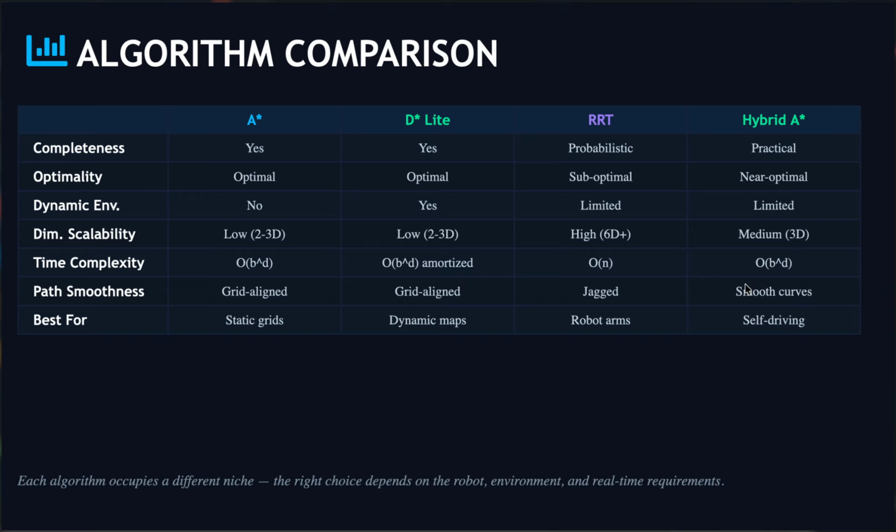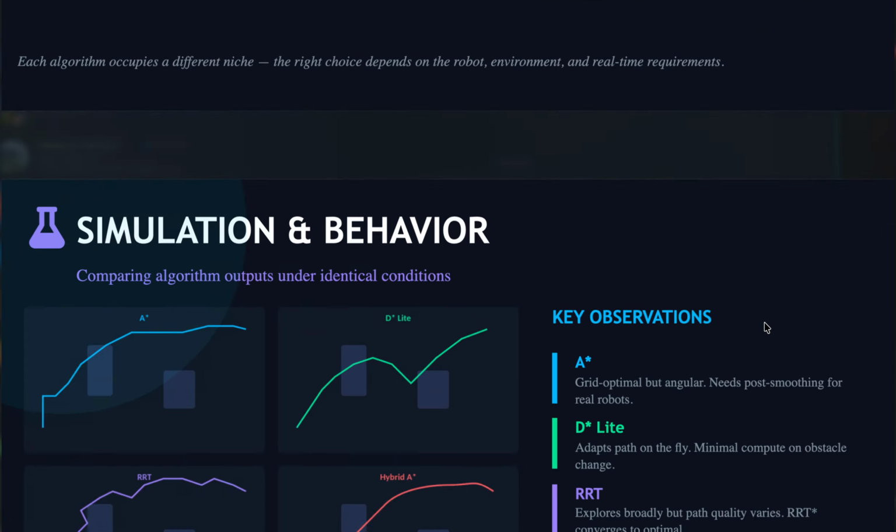So it really depends on your use case, and if you were to implement something for a car, I would prefer going for hybrid A star. But if it's just a robot that picks things up and doesn't really require smooth turns and can make sharp turns, then of course A star or D star would perform the same, as compared to RRT, which is not really the best way for you to move around a warehouse. And of course the use cases here: A star is best for static grids, D star for dynamic maps, RRT for robot arms, and hybrid A star for self-driving, which is of course self-explanatory.